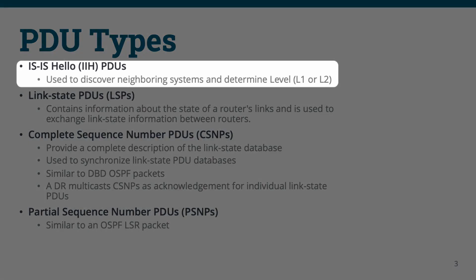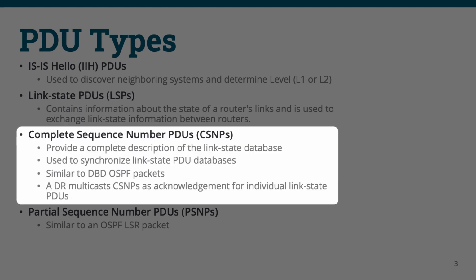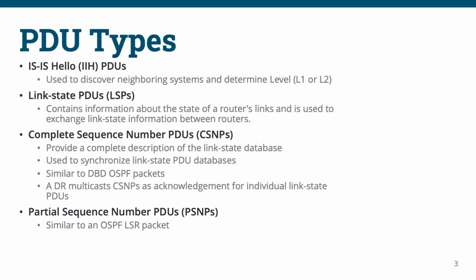The ISIS Hello, or IIH PDU, the Link State PDU, or LSP, the Complete Sequence Number PDU, or CSNP, and the Partial Sequence Number PDU, or PSNP. We'll be reviewing the data contained and the format of each of these PDUs in detail in this lesson. Though here, we can see a high-level description of the purpose of each of these PDU types.